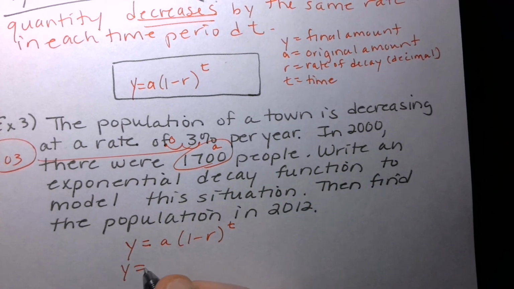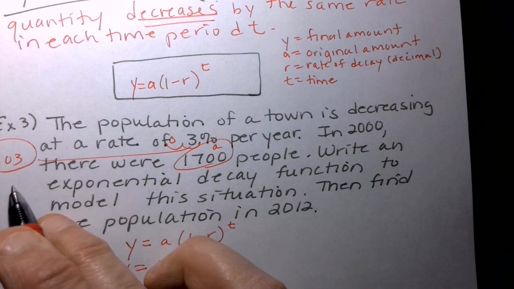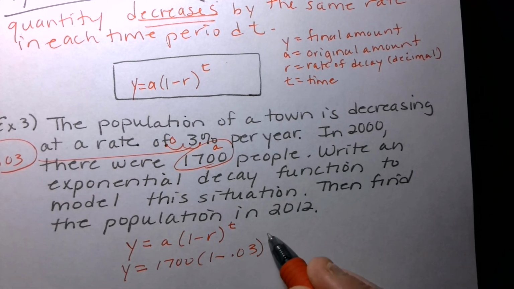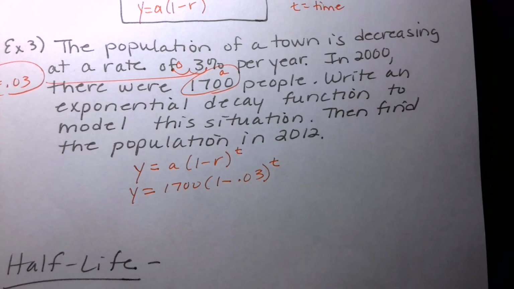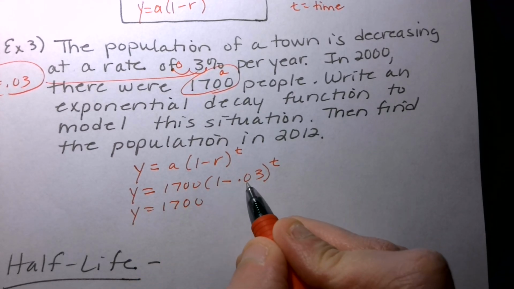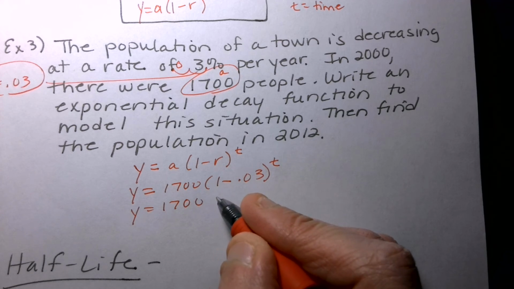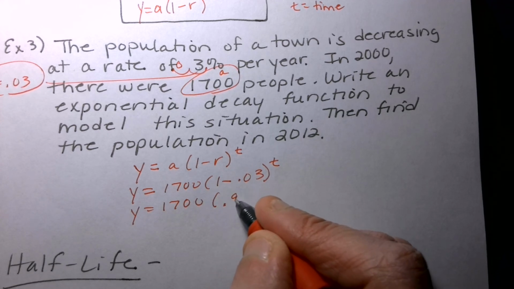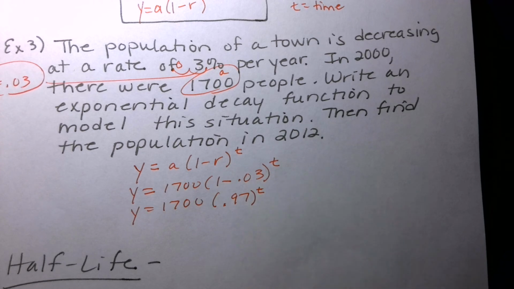So y equals A, which is 1,700, times 1 minus the rate, which is 0.03, raised to the t. So now we have y equals 1,700. And 1 minus 0.03, can you guys do that in your head? It's 0.97 raised to the t.